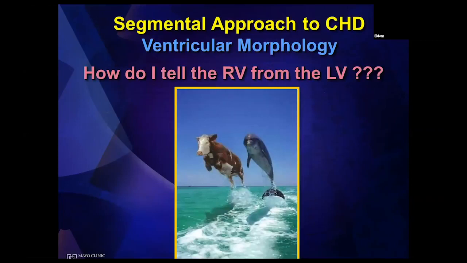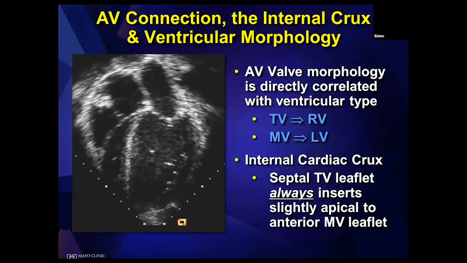As we move to the ventricles, how do we determine what's the right ventricle from what is the left ventricle? Not always as easy in this example pictured here. So looking at the atrioventricular connection and the internal cardiac crux of the heart is the most important way to distinguish the difference between the right and the left ventricle. The tricuspid valve is always inserted lower in the cardiac crux than that of the mitral valve. Here we see the mitral valve inserted into the cardiac crux. Here, inferior to that, we see the insertion of the tricuspid valve.